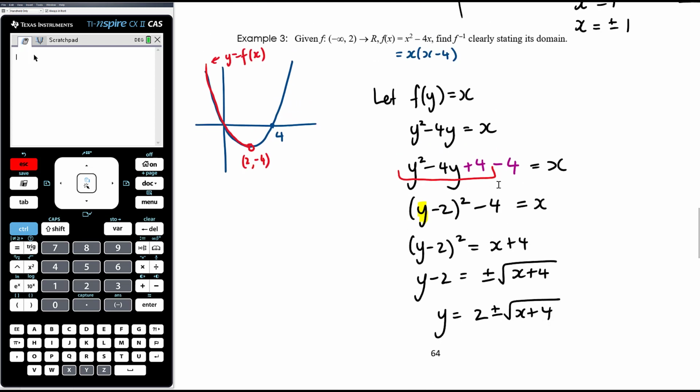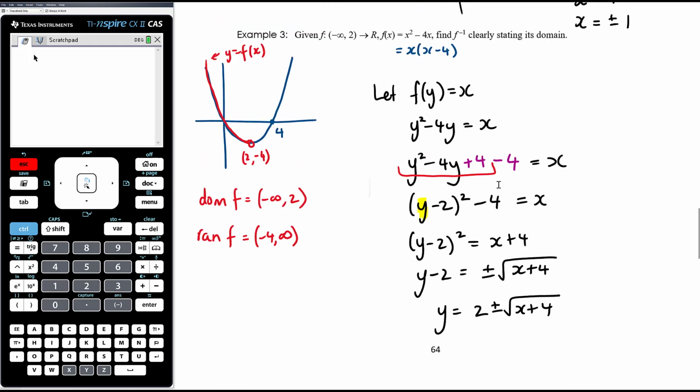So what we know here is that the domain of f is from negative infinity to 2, and the range of f, now that we've worked out that, is from negative 4 to infinity. Now remember, these will switch around for the inverse. So the domain of the inverse will be from negative 4 to infinity. The range of the inverse will be from negative infinity up to 2, okay?